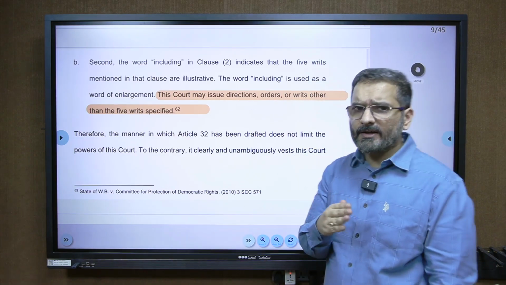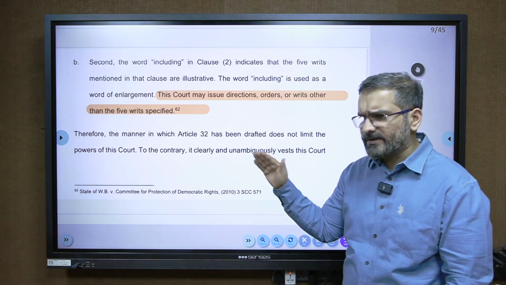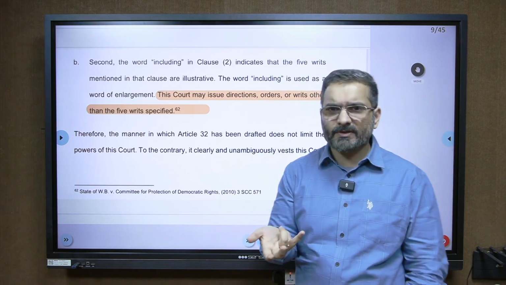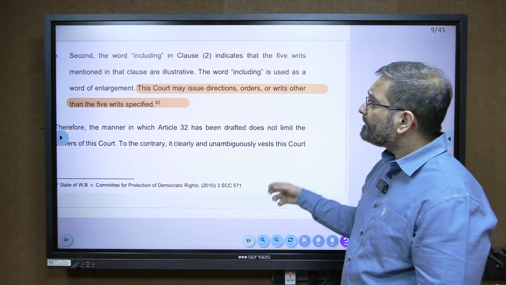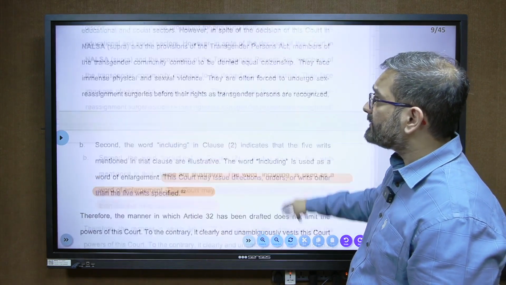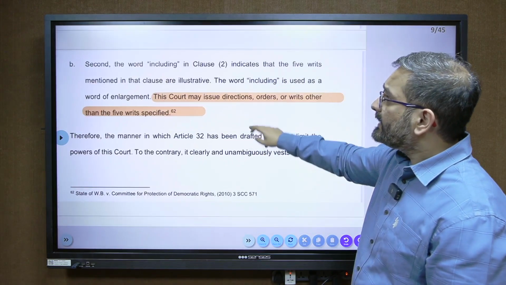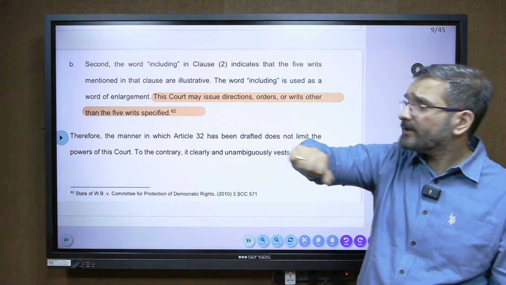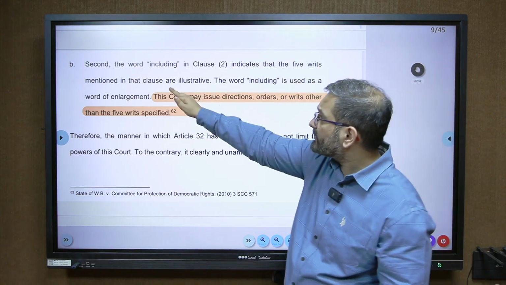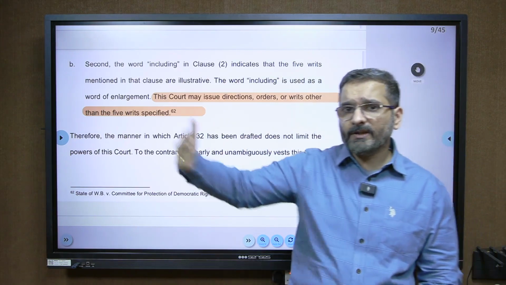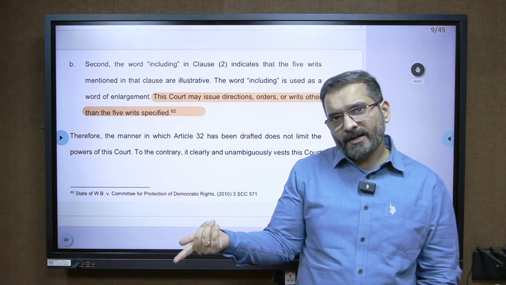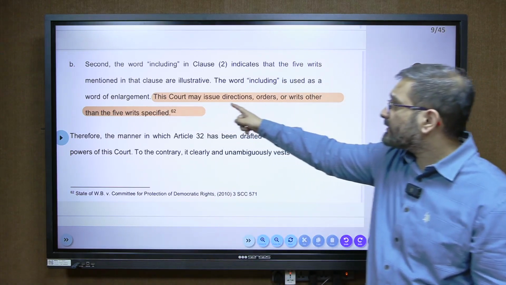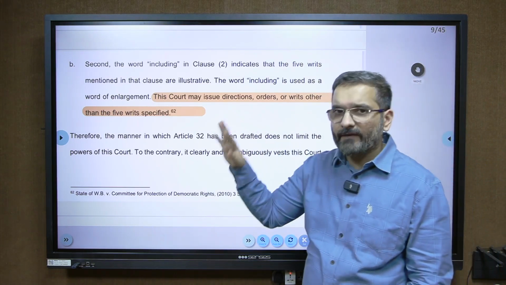So the Supreme Court, after going through this brief legal history, went into the discussion of whether we can hear this petition or not. Primarily speaking, एक jurisdiction का issue इन्होंने खड़ा कर दिया. तो यहाँ पे इन्होंने बताया, जो इन्होंने basically analysis करी इसकी, the word including in clause 2 of Article 32, if you can open your Bare Act to Article 32, that will be great, indicates that the 5 writs mentioned in the clause are illustrative. So can the Supreme Court go beyond the 5 writs as mentioned in Article 32? Yeah, sure. The word including is used as a word of enlargement. This court may issue directions, orders or writs other than the 5 writs specified.